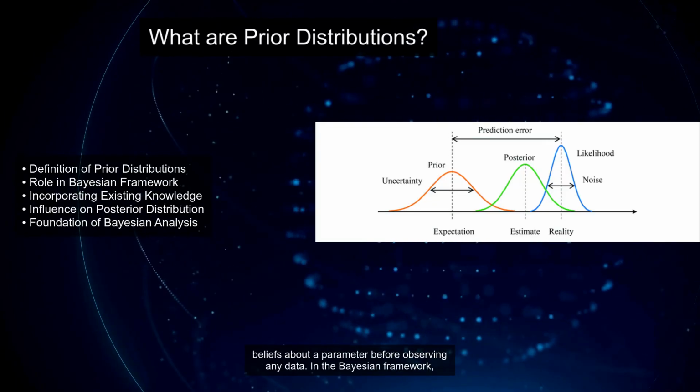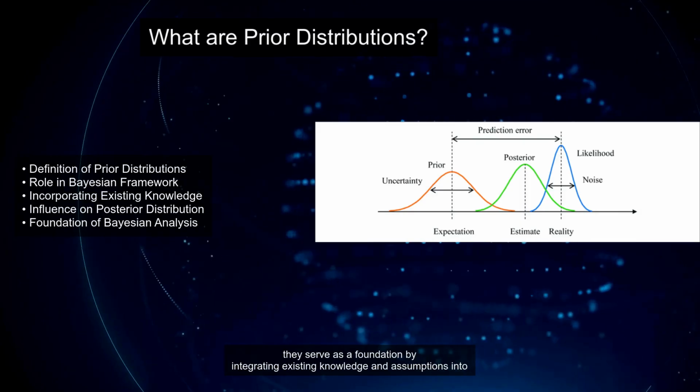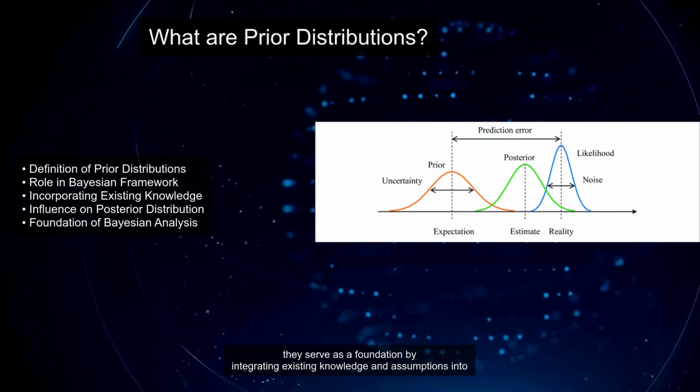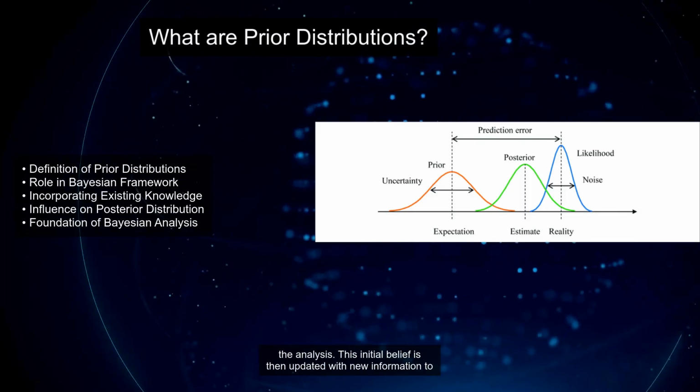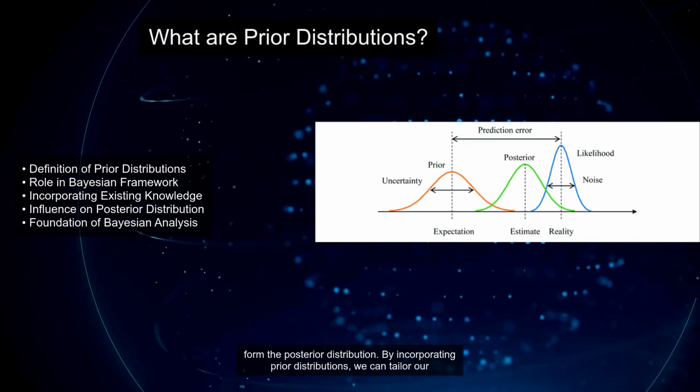Prior distributions are a fundamental component of Bayesian inference. They represent our beliefs about a parameter before observing any data. In the Bayesian framework, they serve as a foundation by integrating existing knowledge and assumptions into the analysis. This initial belief is then updated with new information to form the posterior distribution.